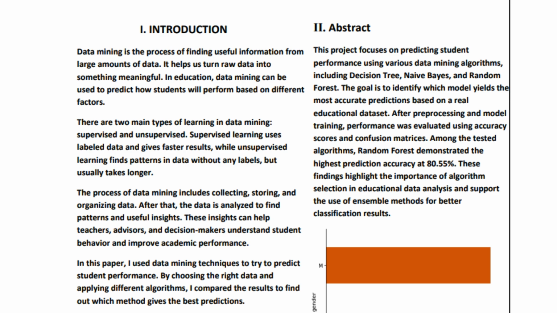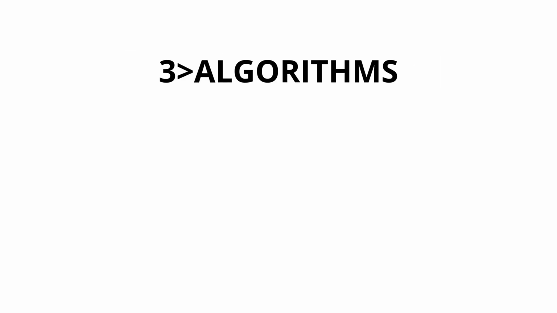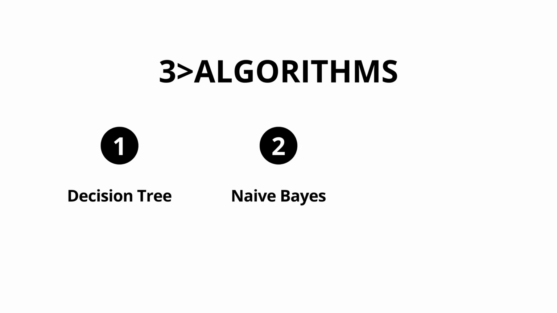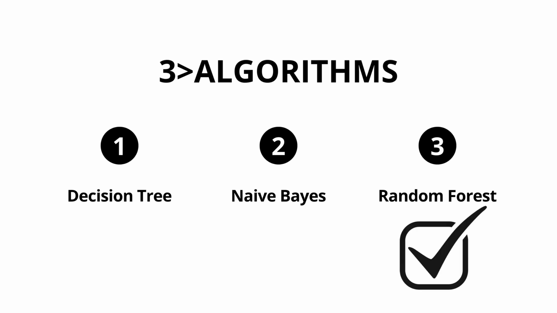The main aim of my project is to test three algorithms, which are decision tree, Naive Bayes, and random forest, and find out which one gives the most accurate prediction of student performance.